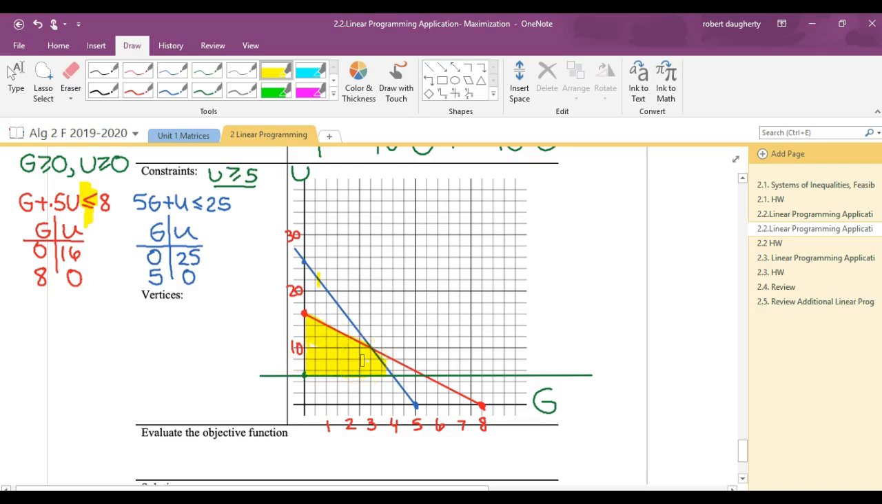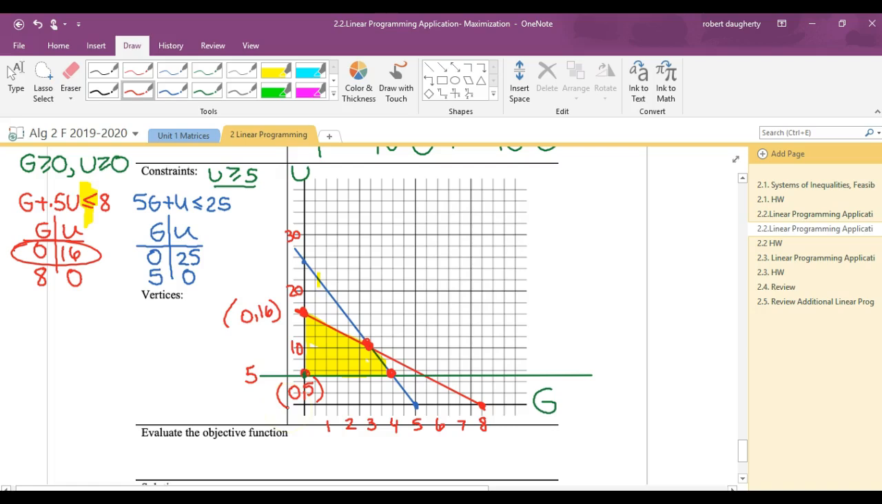So where are my vertices? Here's one right here, where the blue and the red line intersect, where the blue and the green line intersect, and then also right here. Those are my vertices. So what are they? Where does the red line hit the axis? That's right here. So this is 0, 16. I know that one. And then if I look at this right here, this is the green line. That point is at 5. So that's 0, 5.